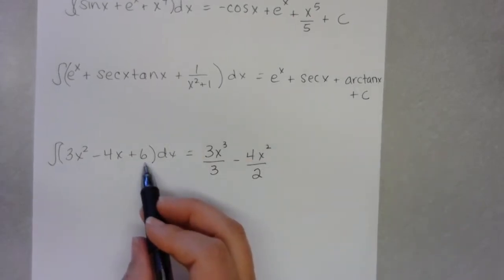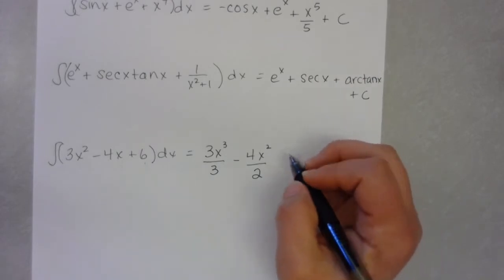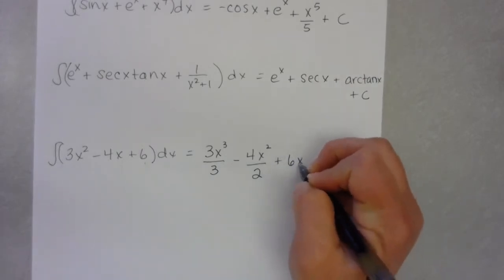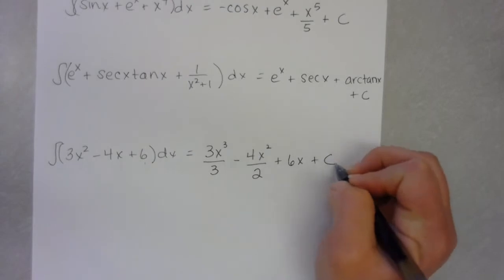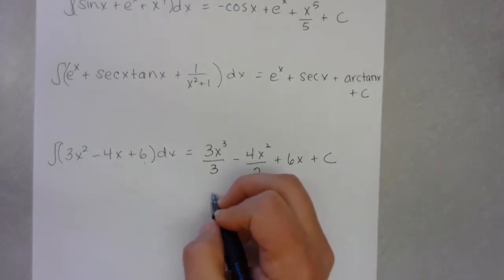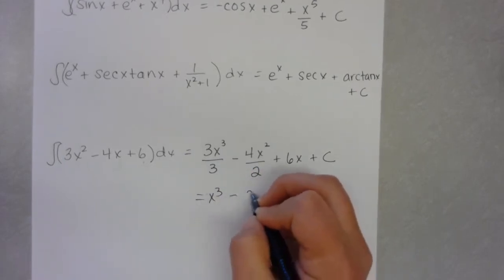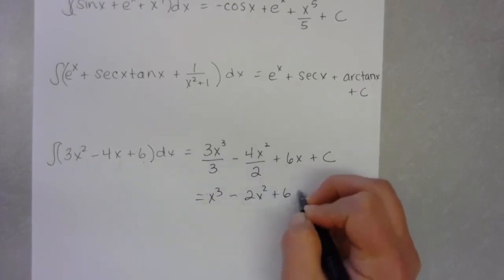Okay, so this one doesn't have an x, but remember that when we do the derivative of something linear like 6x, the derivative ends up being 6. So when I have a constant, I tack on the x, and then of course I have to account for another plus c. So this one I can simplify a little bit and say that my antiderivative is x cubed minus 2x squared plus 6x plus c.